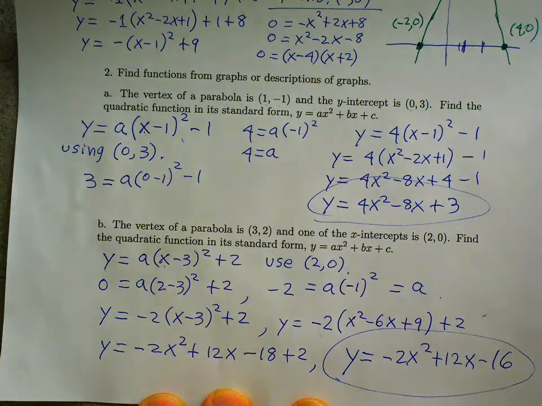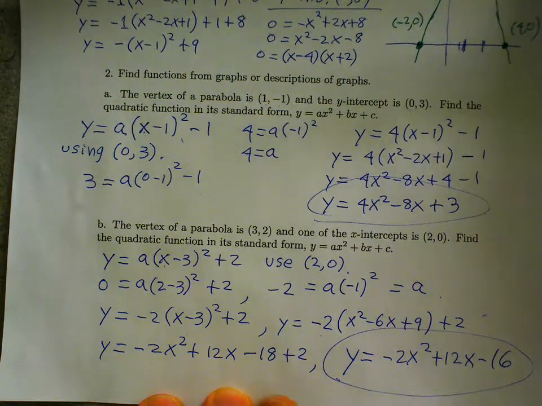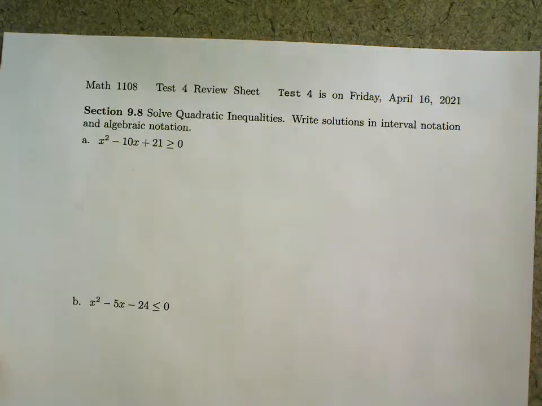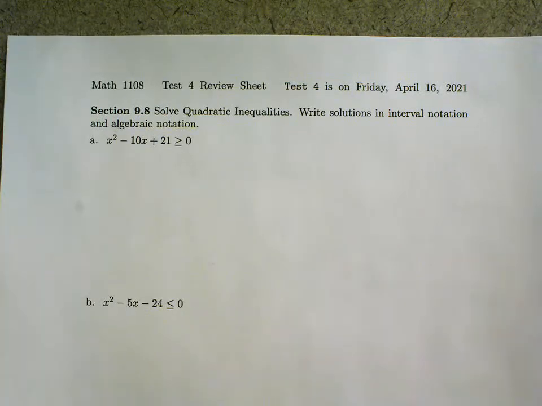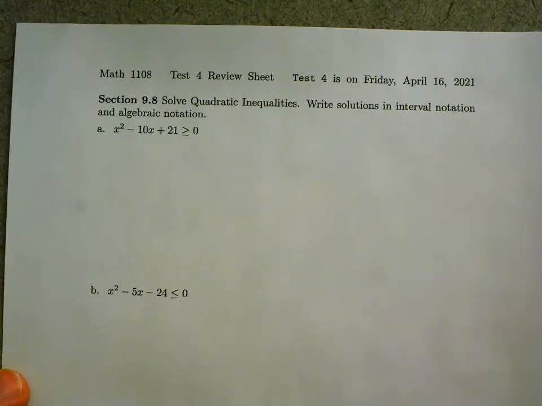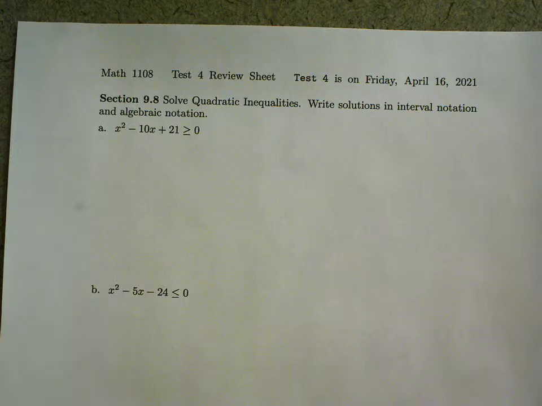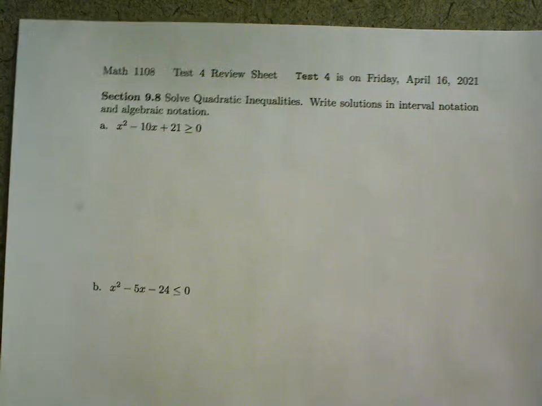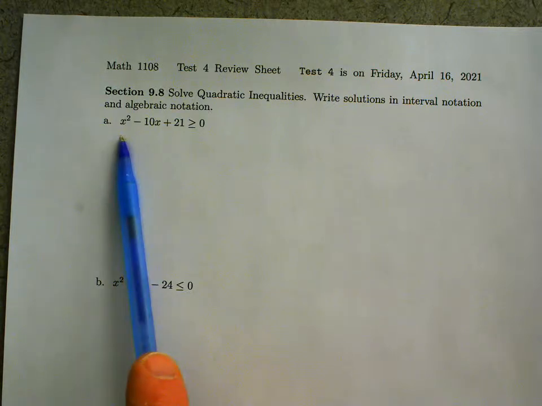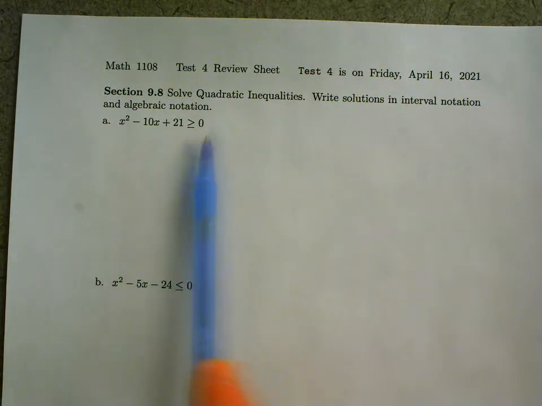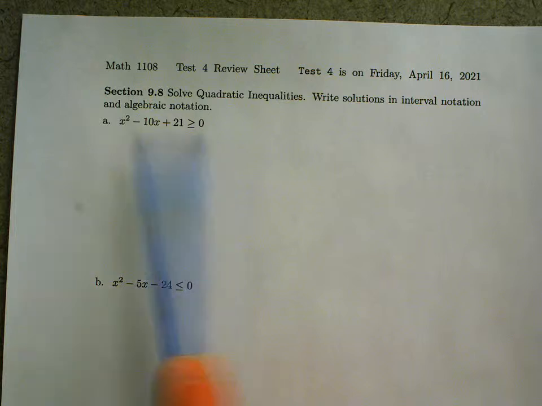Okay, let's move on to the next section. We have a few quadratic inequalities. I'll just do the first two. The general process is similar in each case. So solve this quadratic inequality. Remember, for quadratic inequalities, we want one side to be 0.